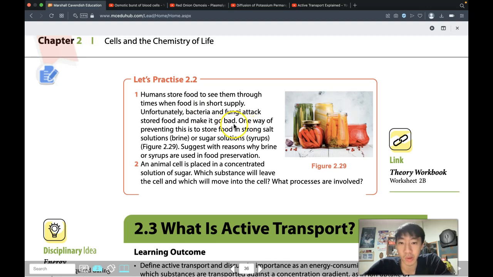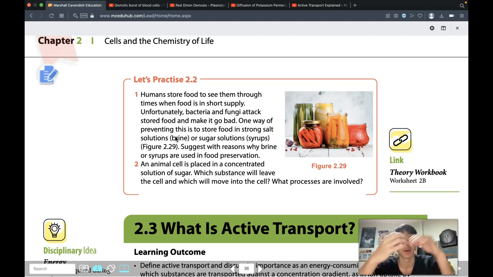One is by storing it in very strong salt solutions. This is known as brine. This is also known as pickling. So if you ever ate pickled vegetables, pickled cucumbers, pickled fish, etc., these are all examples of using salt to preserve food. Why does salt preserve food?